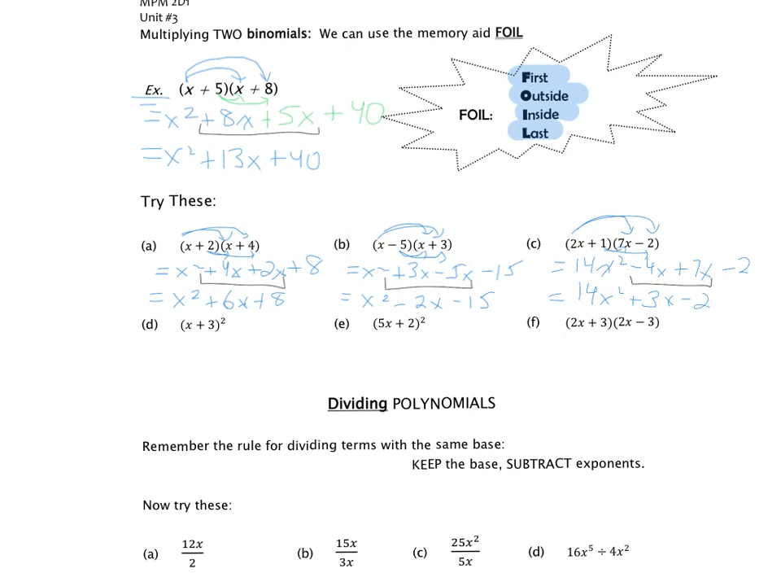Okay, next one here looks a little bit different, but we actually solve it quite the same. So you'll notice that we have x plus 3 squared. That just means x plus 3 times x plus 3. They're just multiplied.